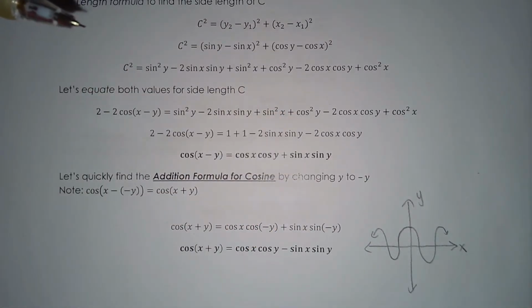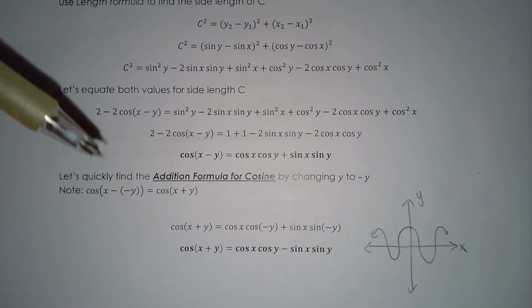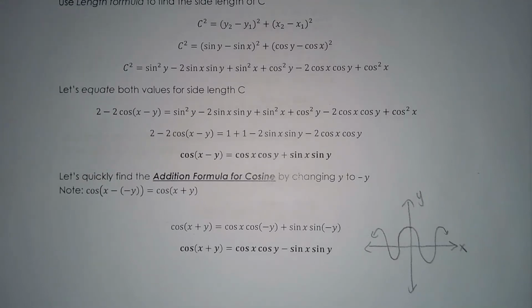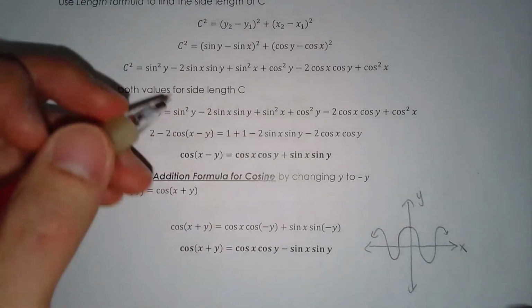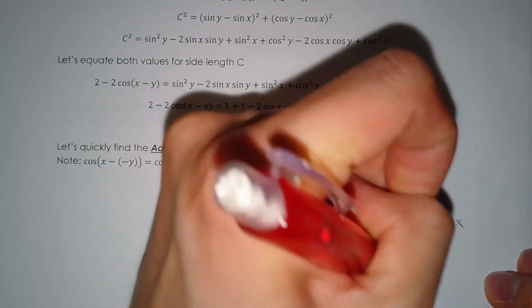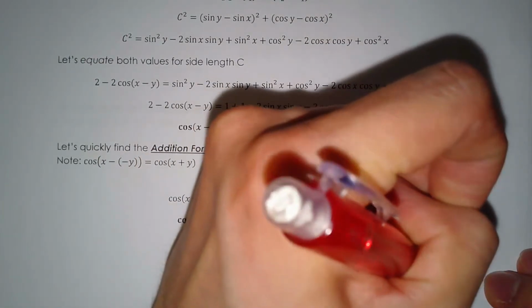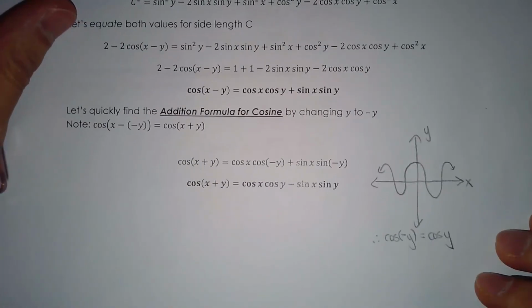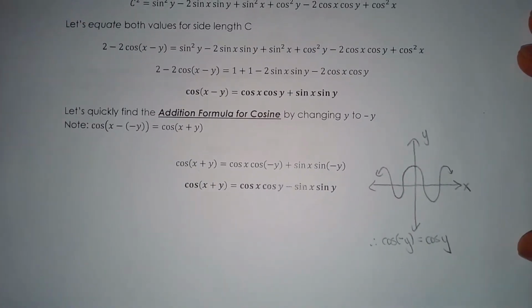If the cosine function is symmetrical about the y-axis, then we can say that the cosine function is an even function. That's why cos of negative y equals cos of y, right? That's because cosine is an even function.